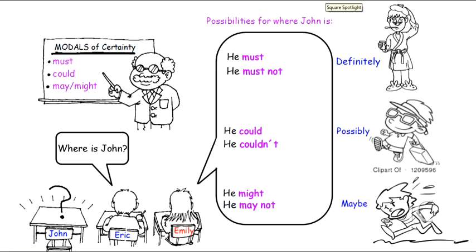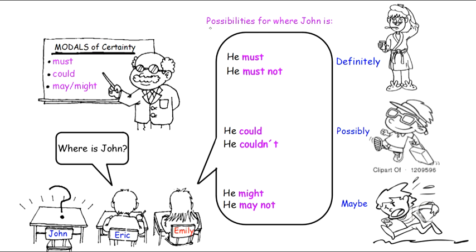So everything's good. He's teaching the lesson, okay? We've got our students. We've got Emily, we've got Eric, and we've got John. Wait, no, we don't. We don't have John. So Eric's thinking, where is John? So he says to Emily, hey, Emily, where's John? And Emily is going to make some guesses, right? She's going to speculate about where John is. Now, for Emily to make her guesses, she's going to use the modals of certainty that she learned in class.